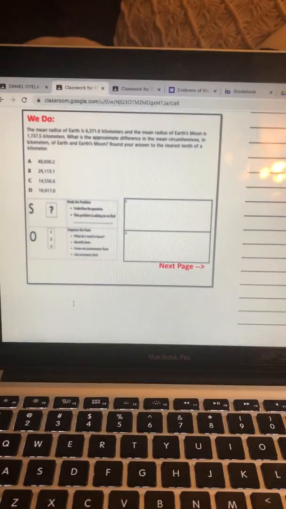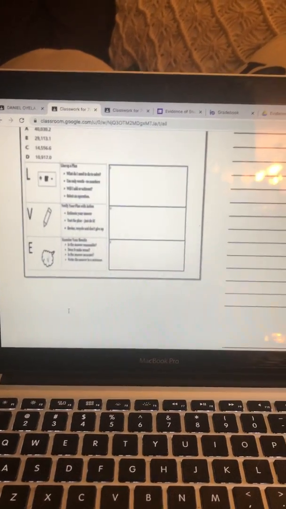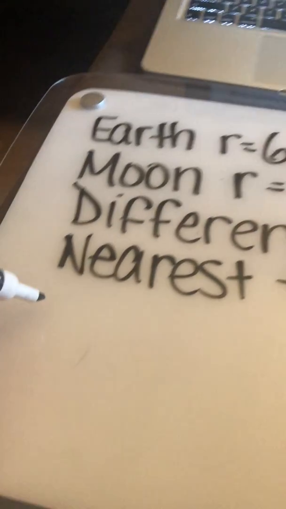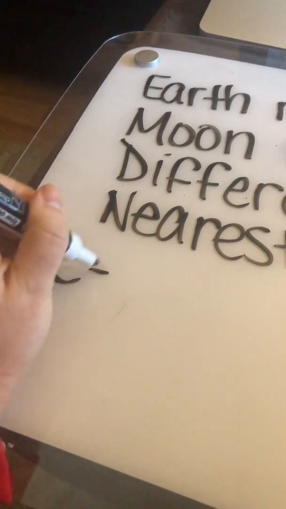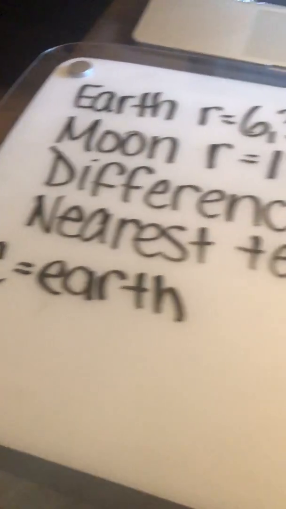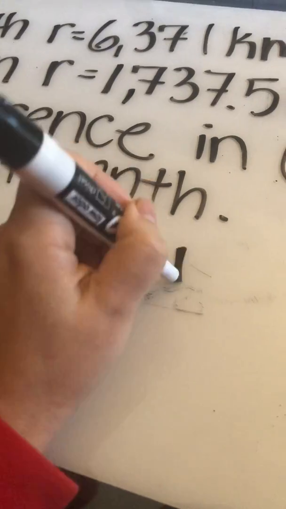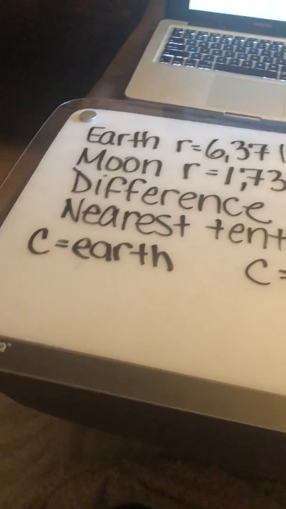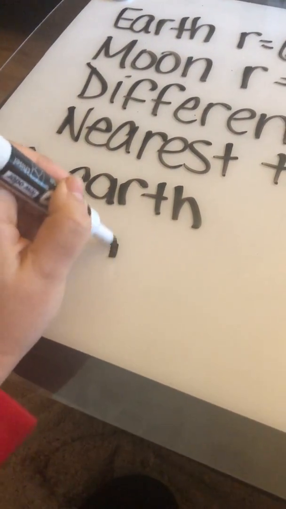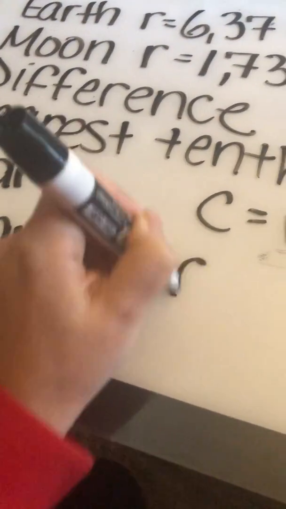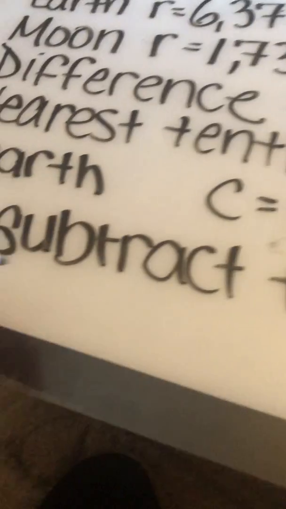We then go down to the next step, which is our L step, and that's lining up a plan. So our plan would be to first find the circumference of the Earth. So I'm going to write that C of the Earth. And then second would be to find the circumference of the moon. And then our final step would be to subtract the circumference. I'm just going to write that. Subtract the circumferences.